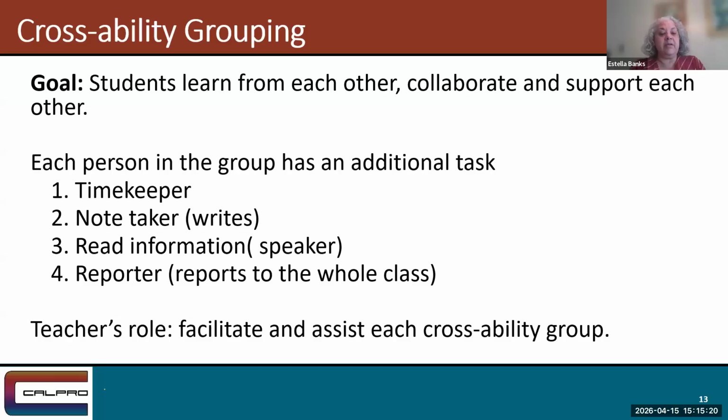So in a cross-ability group, the goal is for the students to learn from each other, to collaborate, and to support each other. And again, we've talked about this a little bit online. It's also a way of building the community. So in a group, each person has an additional task besides working on whatever the content is. So there could be a timekeeper, a note taker, a person who reads the information, so the speaker, and then a reporter who would be the one that would do the debrief with the whole class. And your role as a teacher is to facilitate and assist each cross-ability group.